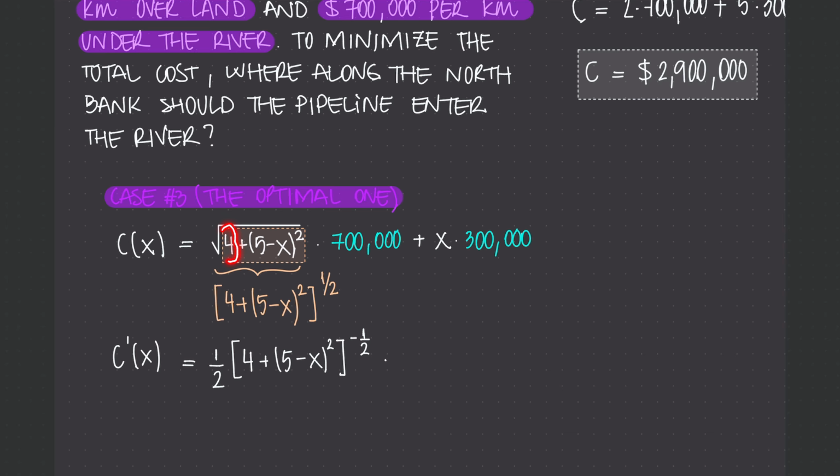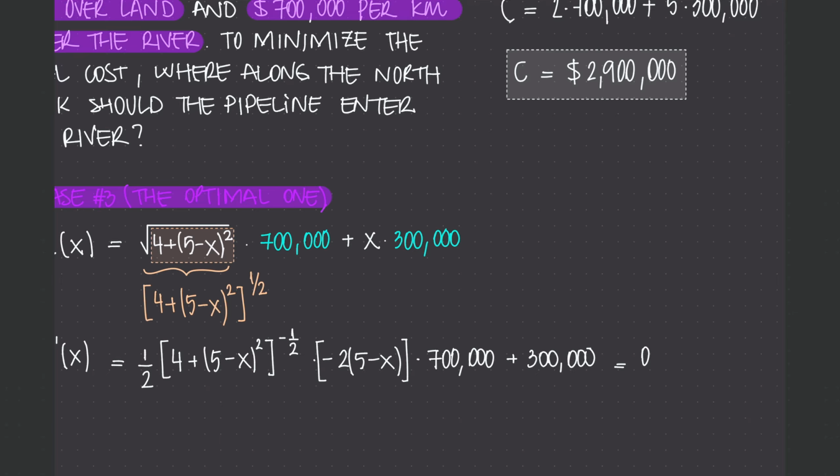Now the derivative of 4 is just 0, and the derivative of 5 minus x squared is 2 times 5 minus x to the first power times the derivative of 5 minus x, which is negative 1. So this is what we have. Now we need to multiply this by 700,000 plus the derivative of x times 300,000, which is just 300,000. And this should be equal to 0.